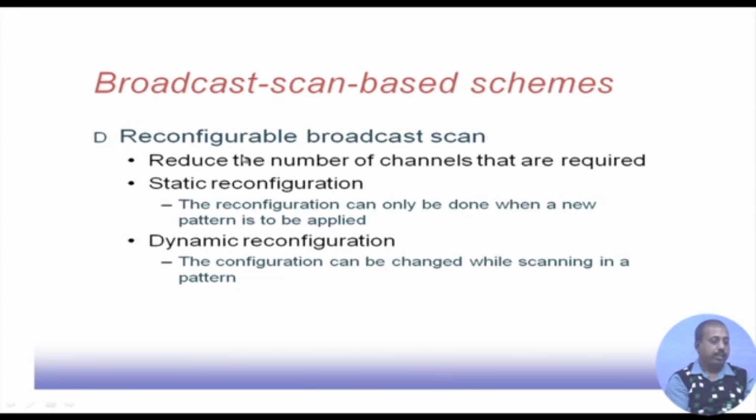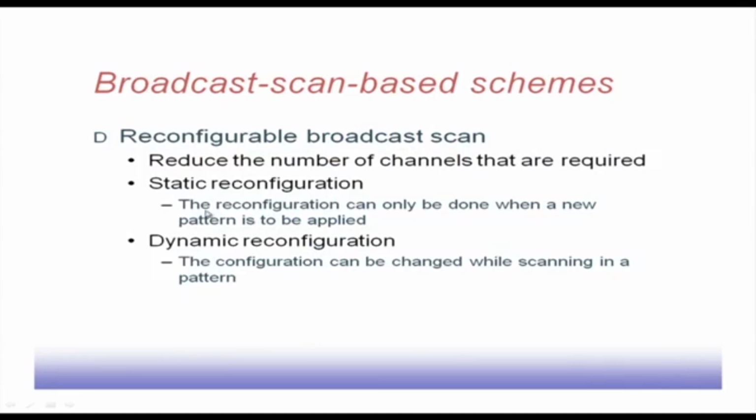Sometimes we can reconfigure this broadcast scan, so as to reduce the number of channels that are required. We can reconfigure the broadcast scan architecture, like this segment 1 was connected to segment 2, but maybe we can do it in a different way. There can be 2 possible strategies. One is static reconfiguration, one is dynamic reconfiguration. In static reconfiguration, when a new pattern is applied, we can change the configuration of the scan chains. On the other hand, in dynamic reconfiguration, while the pattern is being scanned in, the configuration may also change.